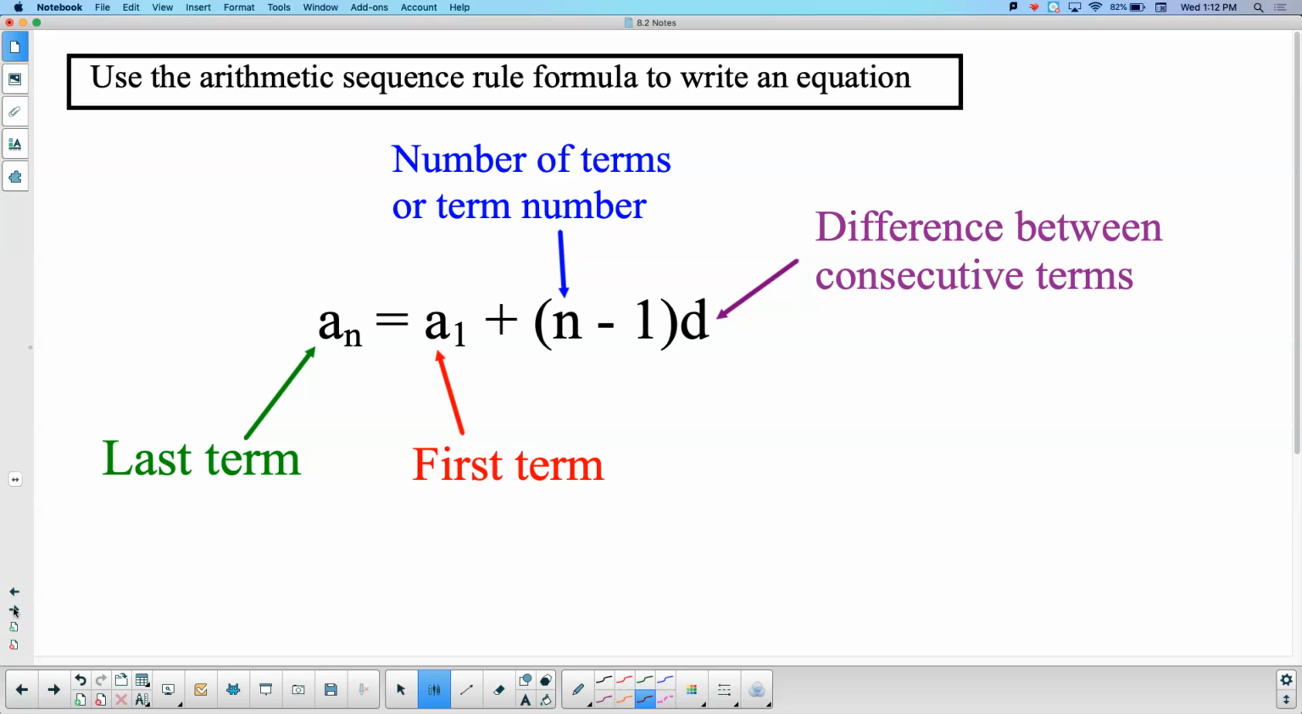All arithmetic sequences have this as its rule. Last night in your homework, you were asked to find the rule, and you just had to willy-nilly try and come up with it. If it was all the arithmetic ones, you could have followed this pattern. And the pattern is that any term in the sequence is equal to the very first term plus the total number of terms n minus 1 times the common difference.